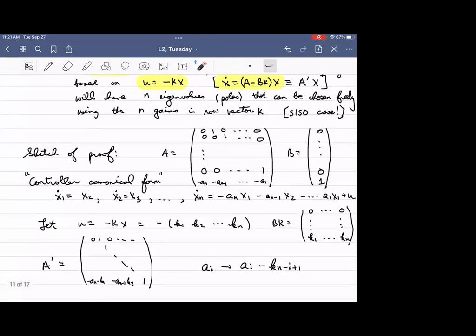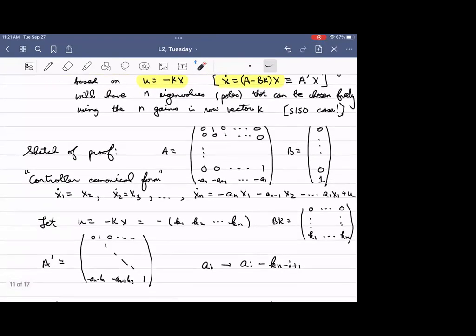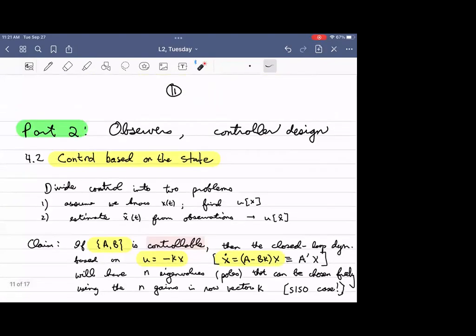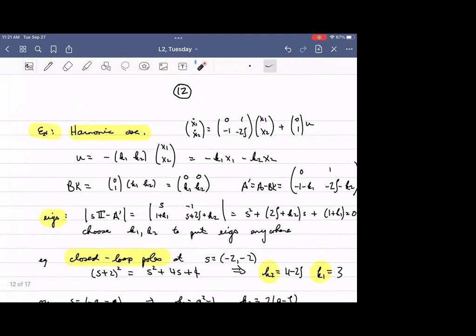This only applies if the system is controllable. So this is a benefit for once you know that the system is controllable, what to do next. Let me illustrate this on our favorite harmonic oscillator example. So we have x1 dot, x2 dot. Here's our matrix A.